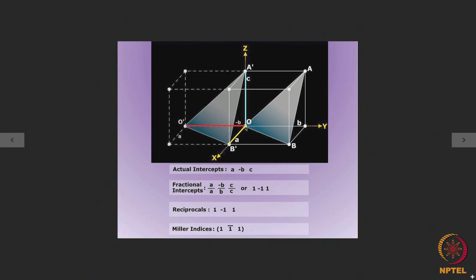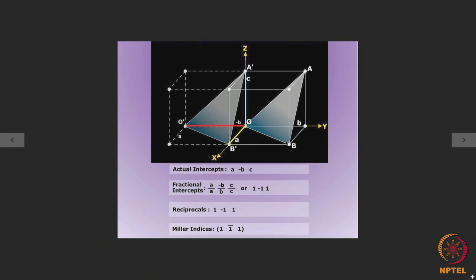Then what we do? We take a plane parallel to the given plane AOB in the adjacent unit cell. So, this is the adjacent unit cell, and we draw a plane which is parallel. This plane is A', O', B', and it is parallel to the plane AOB.